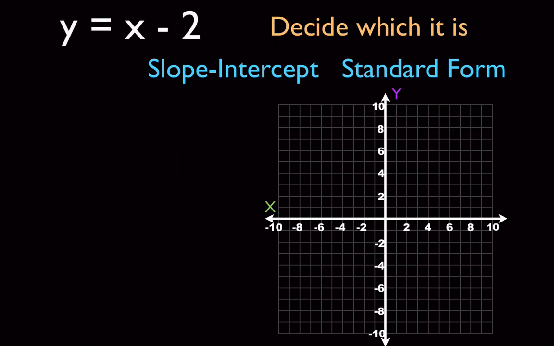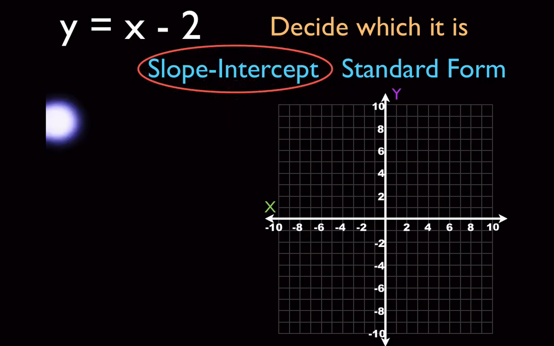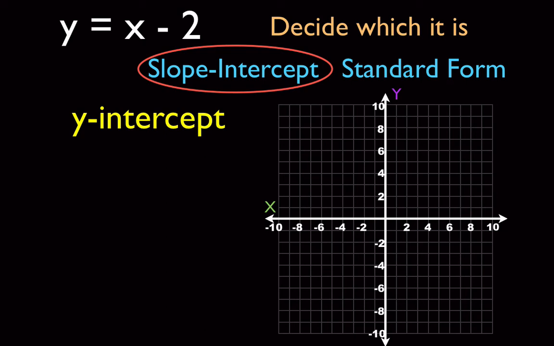Okay, next example, y equals x minus 2. Again, decide if it's slope-intercept. It is slope-intercept, of course. All right, so we're going to go ahead and go from there. Start off by finding the y-intercept and plotting the point. Okay, the point is (0, -2) because you just look to the right of x, and the point gets plotted right there.